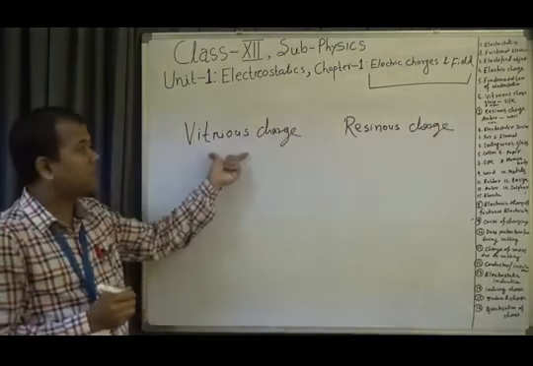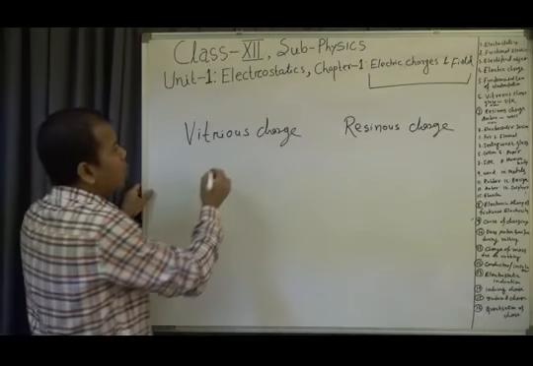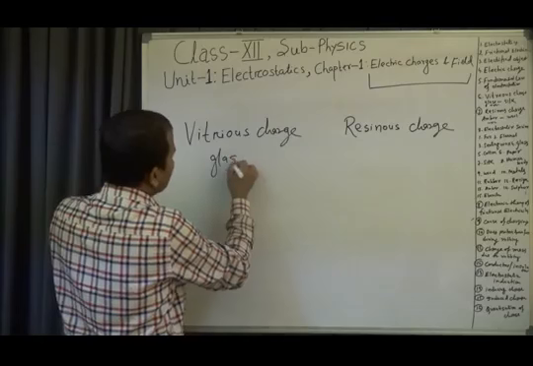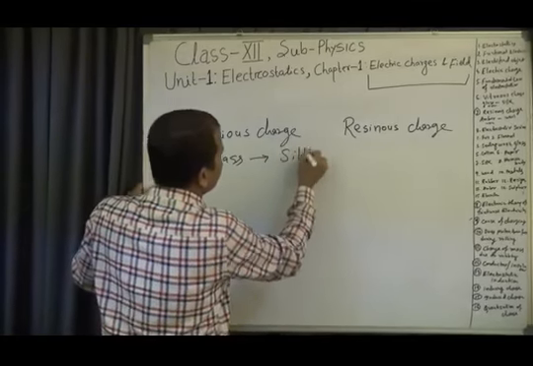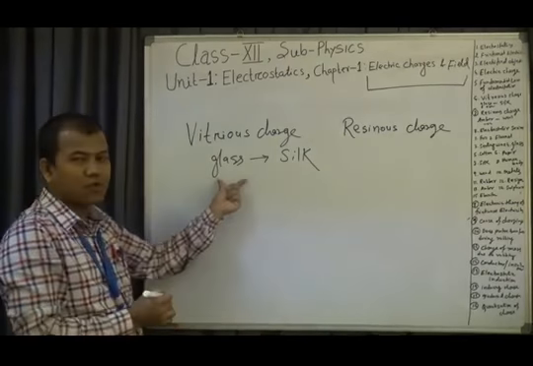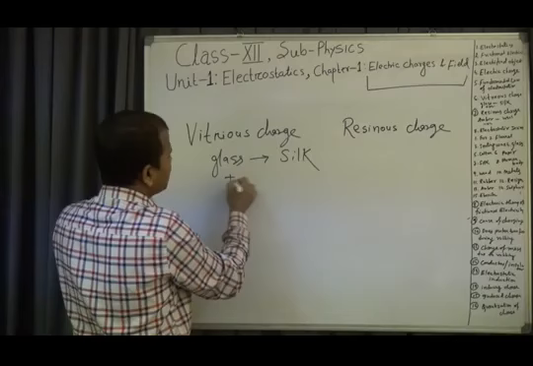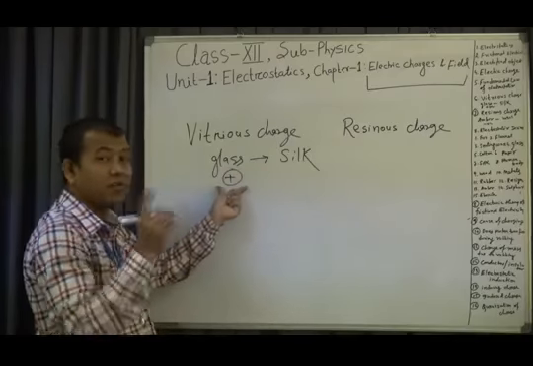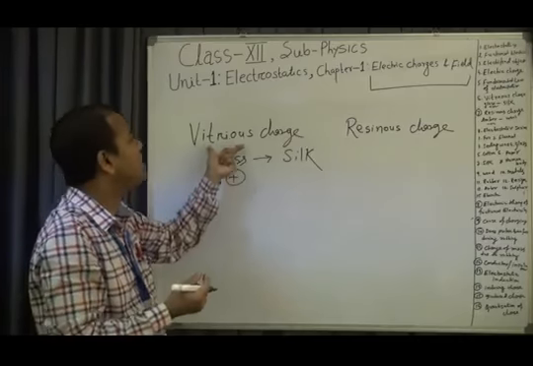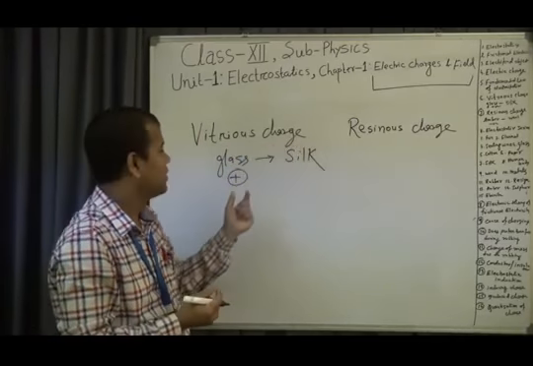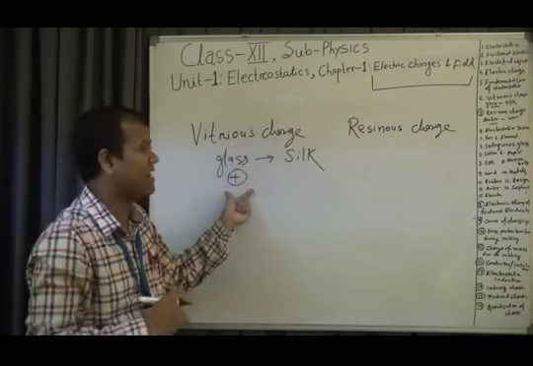What is this vitreous charge? Yes, vitreous charge means when glass is rubbed with silk cloth, then glass will acquire positive charge. What charge? Positive charge. So this positive charge, previously they had given the name vitreous charge. So it is one new term. Vitreous charge means positive charge.